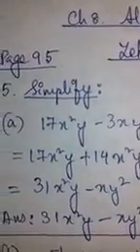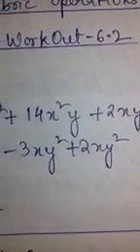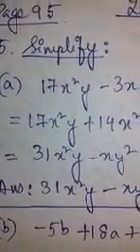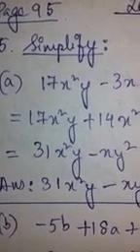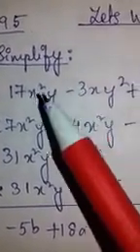Everybody open your maths book to page 95 and we are going to do Let's Work Out 6.2. Come to sum number 5. We will have to simplify the given algebraic expression. So, in the first line you are going to copy the sum from the book as I have copied.